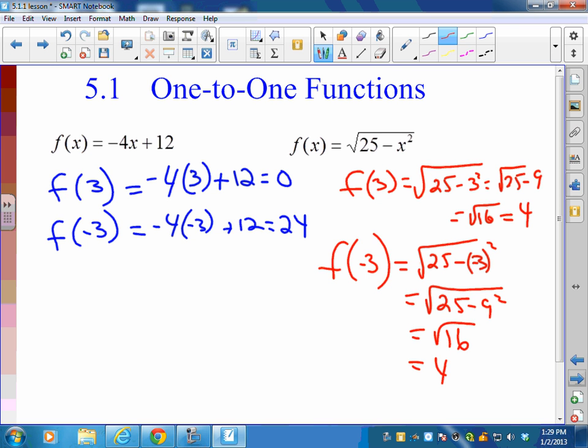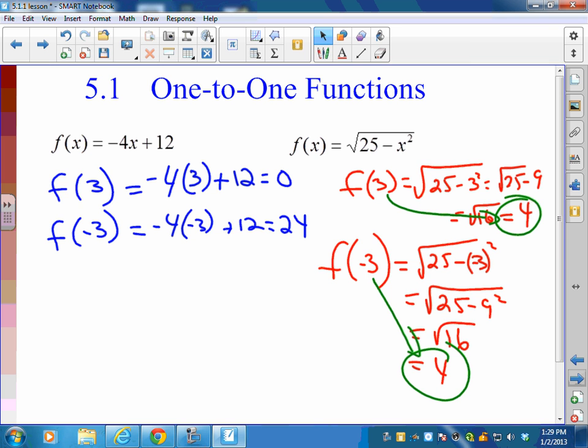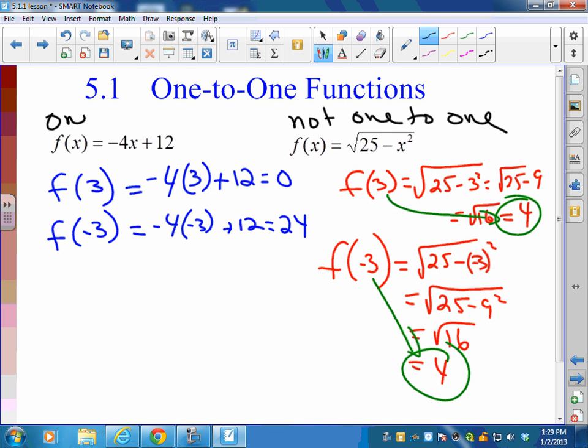So in this case, I got the same values from different inputs. Negative 3 gave me 4, and positive 3 gave me 4. So this is not one-to-one. And this one is one-to-one.